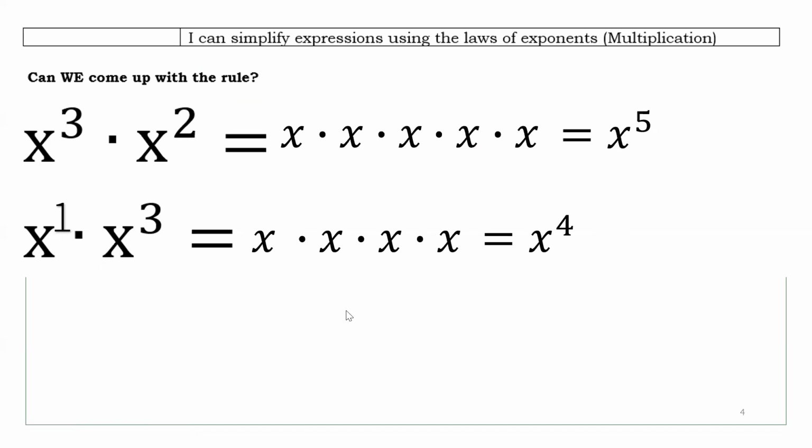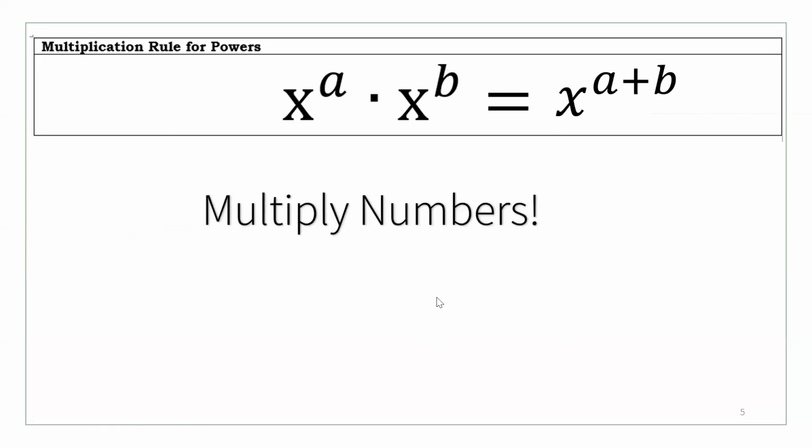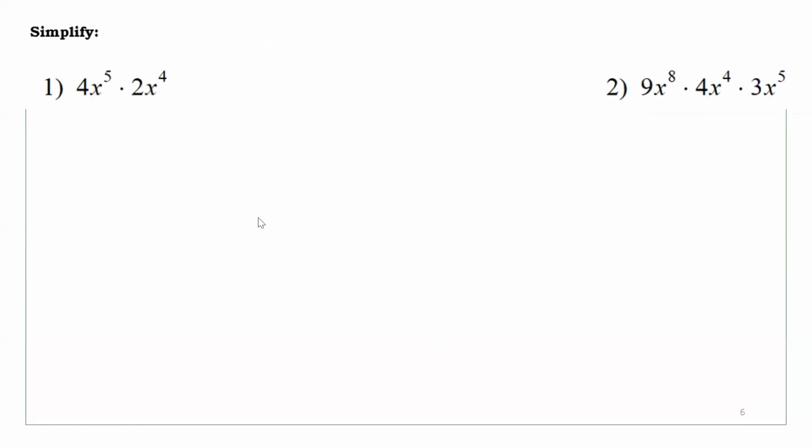And every single time you can write out your powers, but if you have x to the a times x to the b, you're just adding: x to the a plus b. So variables, just pay attention, add your exponents. But remember, we multiply our whole numbers. So for example, in the first example, first you're going to do 4 times 2. The big numbers are 4 and 2, so 4 times 2 gets you 8.